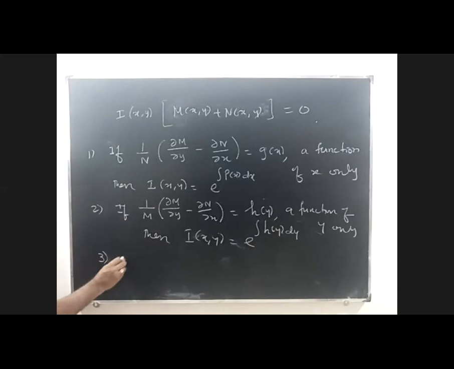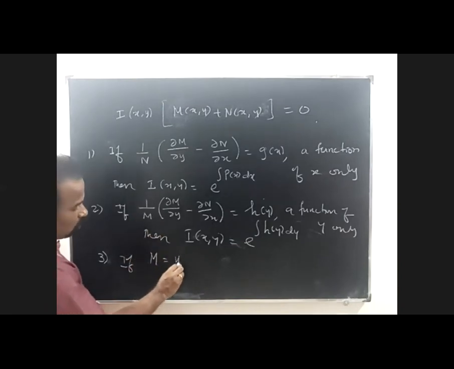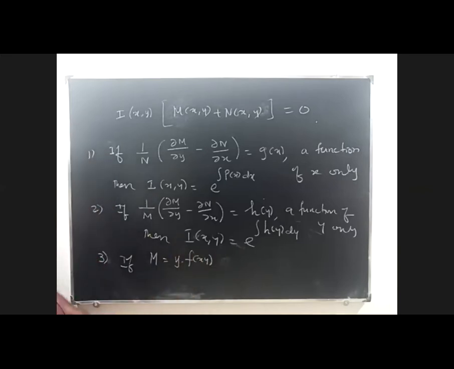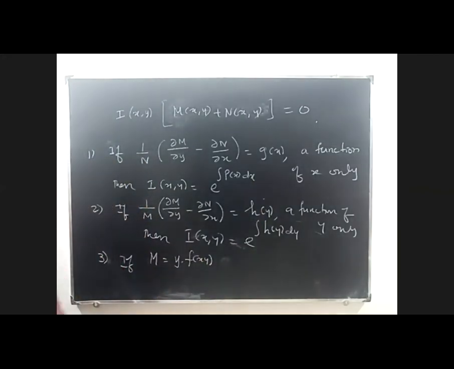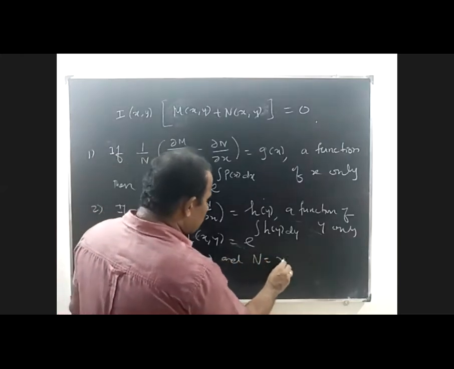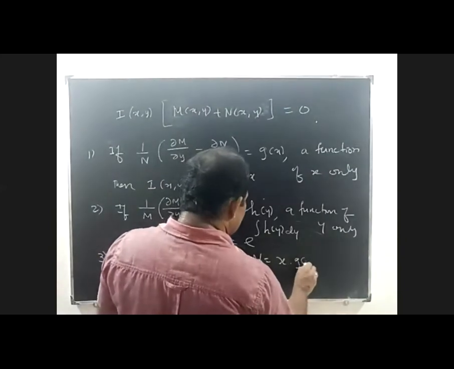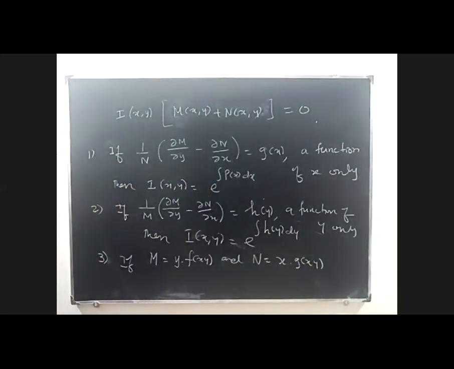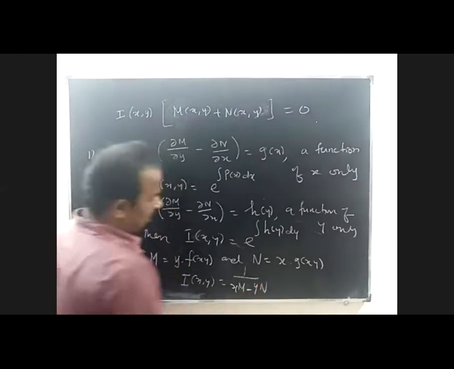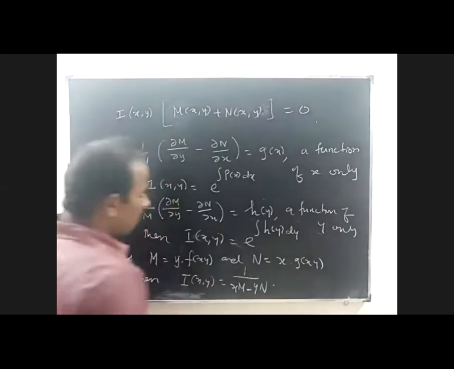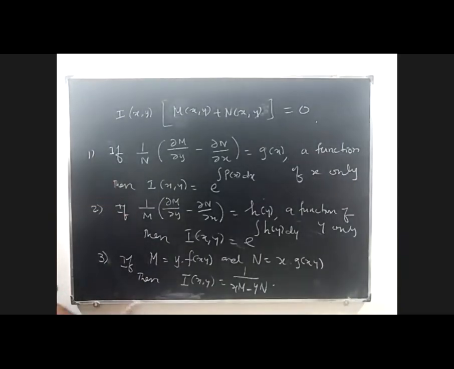Another thing is, suppose M is equal to y into f of x y, and N is equal to x into g of x y, then the integrating factor I of x comma y is equal to 1 by (xM minus yN). So these are all the standard integrating factors of the exact differential equation.